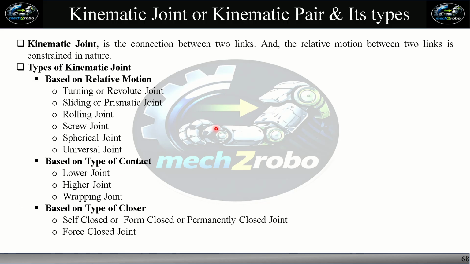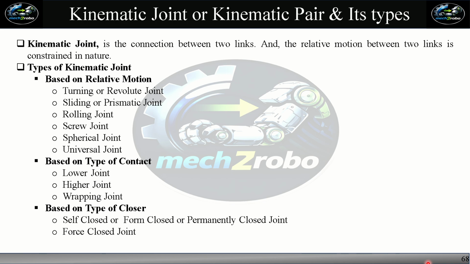Kinematic joint or kinematic pair and its types. Kinematic joint is the connection between two links, and the relative motion between those two links is always constrained in nature. And types of kinematic joint. There are different types of kinematic joint based on different types of criteria.